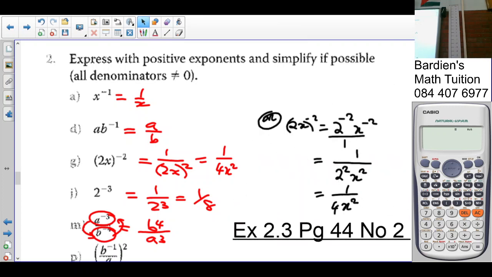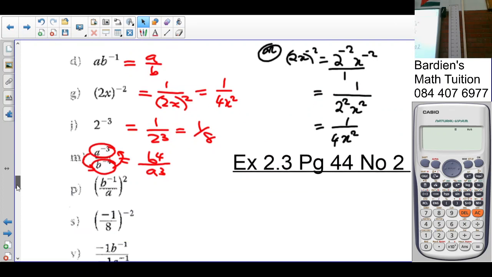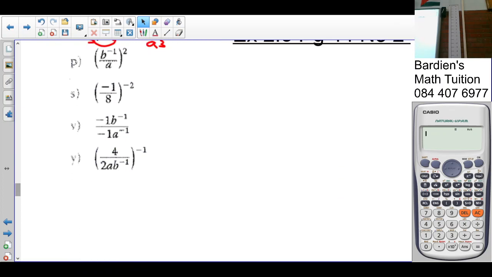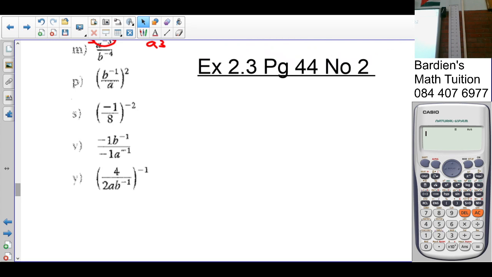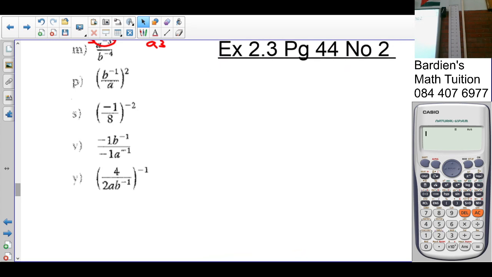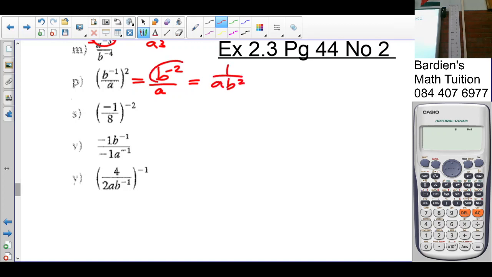Any confusion there? No? Let's just wrap this up quickly. The next one, I can multiply the exponents first, so it's going to be b to the negative 1 times 2, which is negative 2, over a. What would that become? Would the a go to the top? No. 1 over ab squared. Why? Only the b must come down, because it's negative.